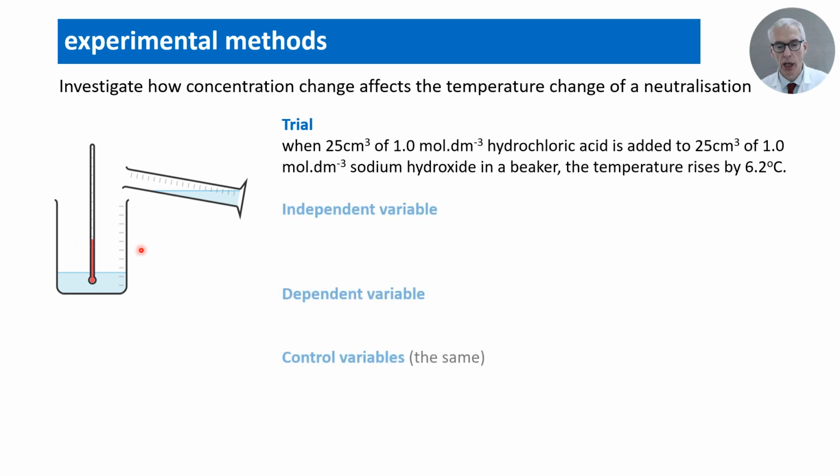So how would you change the independent variable to reach a conclusion? What would the dependent variable be? And what would you need to keep the same between the various trials? What would be the control variables? Pause, think this through, take your time, come up with some ideas.